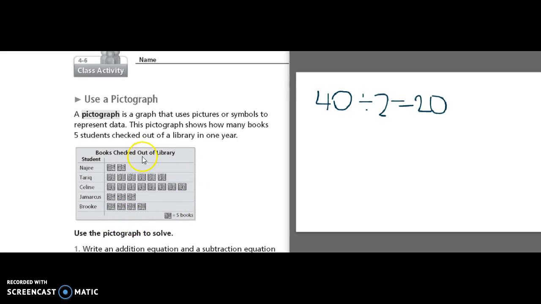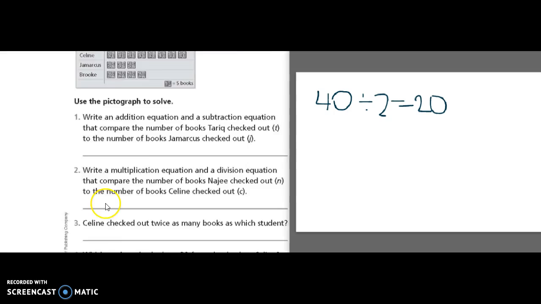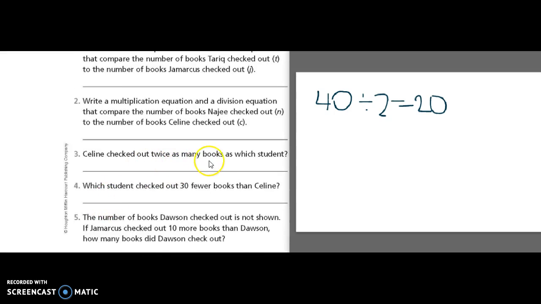So who has 4 pictures up here? It's going to be Brooke. So Celine checked out twice as many books as Brooke. So Brooke read less than she did. Alright, then I'm going to be looking at which student checked out 30 fewer books than Celine.